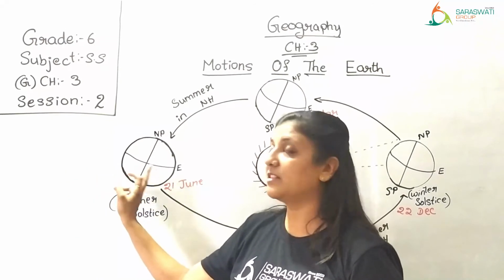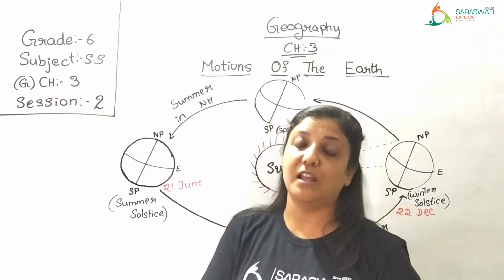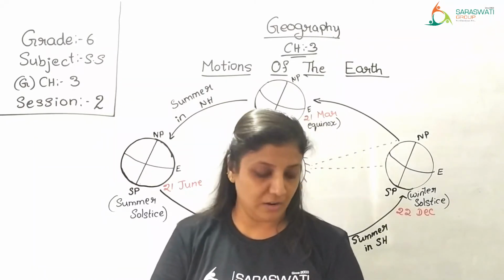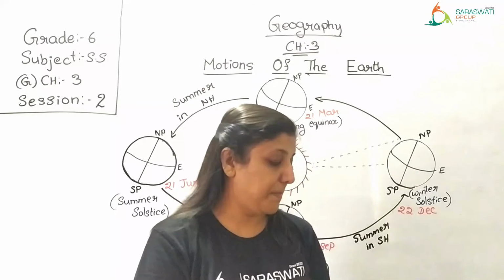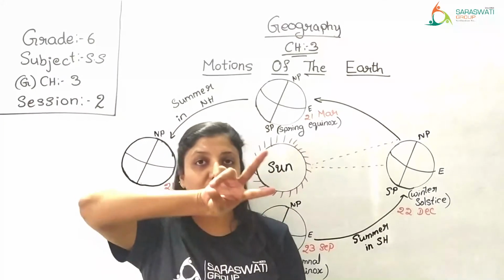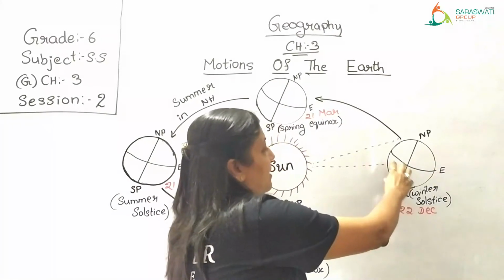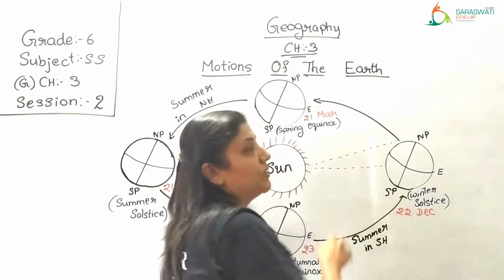That is why here in the southern hemisphere it is winter and the daylight is for shorter hours. Next, talking about 22nd December. The condition has changed. Now the northern hemisphere is away and the southern hemisphere is towards the sun.